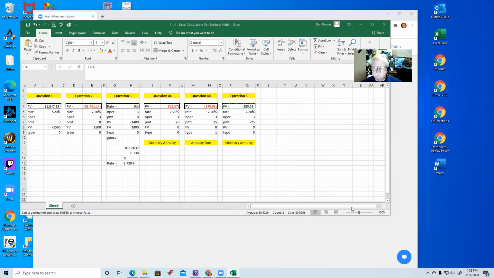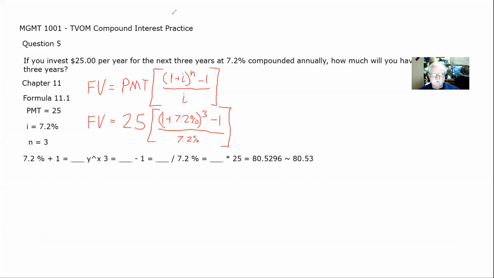So let's copy that, take it back to our whiteboard, put it in a text box, Control V, and there it is, 80.53. So Excel agrees with our calculations. So we should be reasonably happy about how all that worked. So let's put this away.